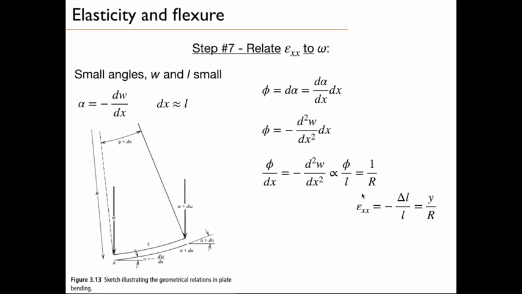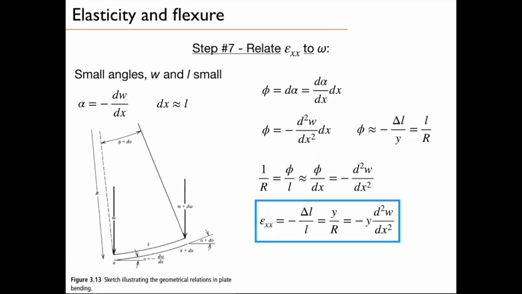Now we should recall the definition of the horizontal strain. Remember that the horizontal strain came down to be equal to y over R. So we will simply combine the two expressions, and we obtain the result that epsilon xx is equal to minus y times d2w/dx2. This is step 7. We're getting closer. There's still a little bit of effort to make.